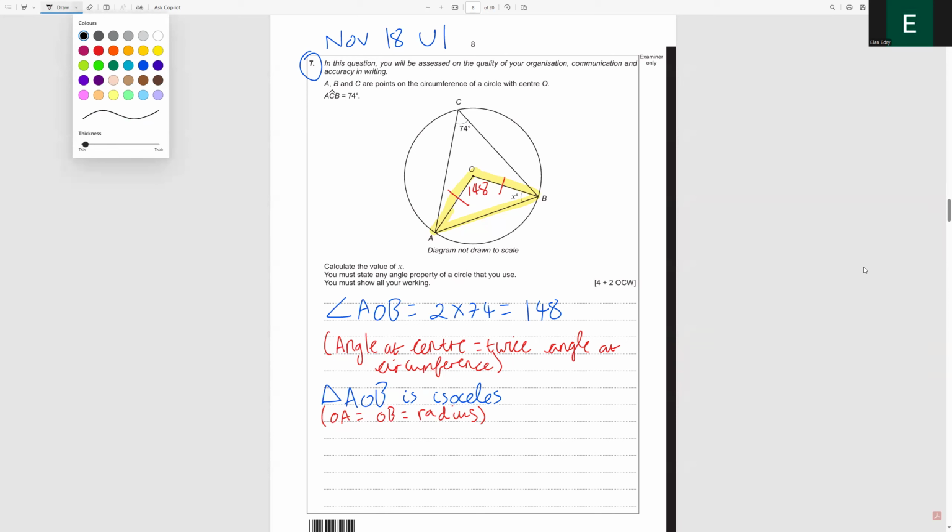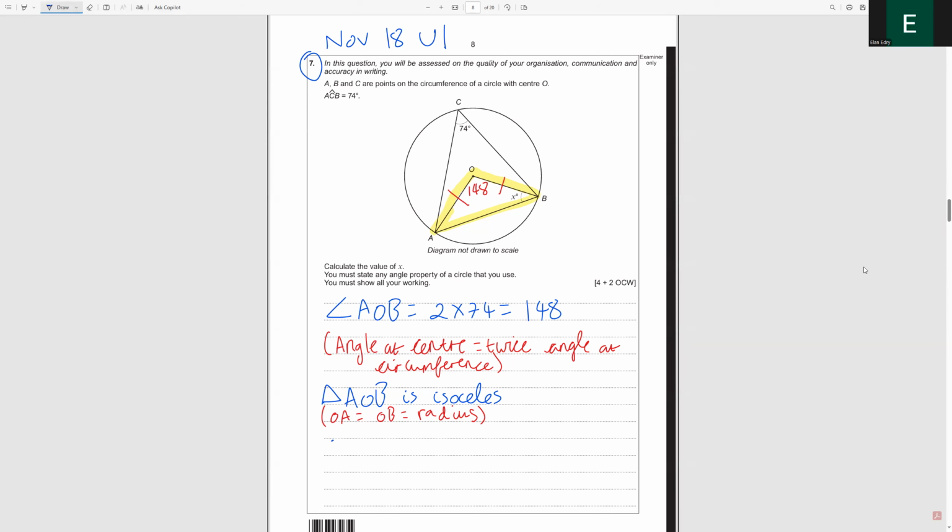And then I can just say, therefore, angle OAB equals 180 take away 148, but I have to halve it. In fact, we're actually after x, so I'll just write x. So that is 32 on the top, 180 take away 148, and then halved is 16 degrees. Okay, does that make sense?